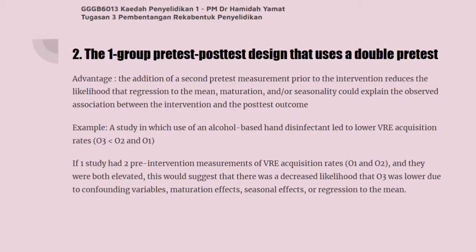So if the two pre-intervention results are both elevated, it would suggest that if there is a decrease in the post-test, it is probably not due to a confounding variable, the maturation effect, the seasonal effect or regression to the mean. It could just mean that the intervention was working better.